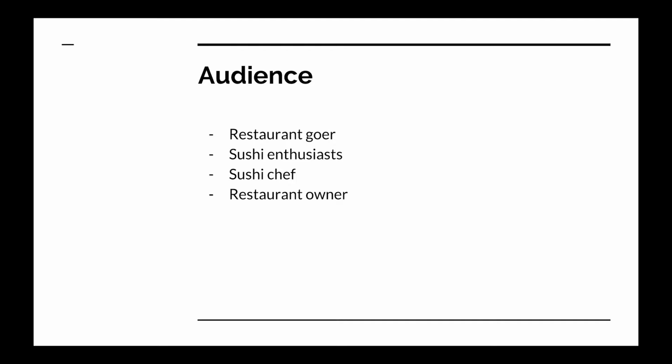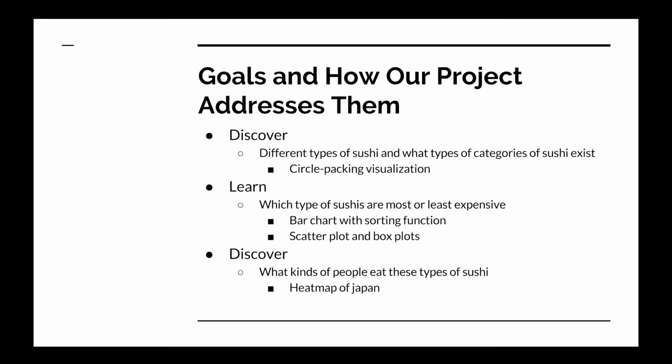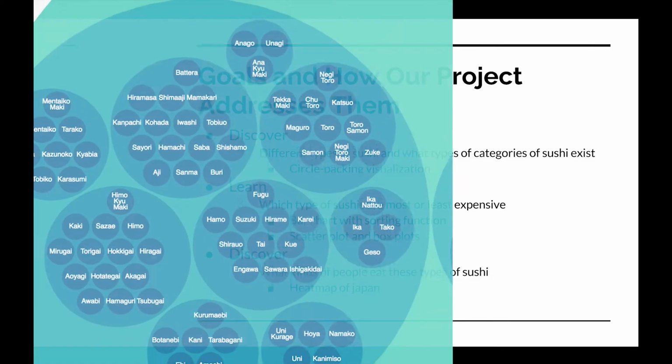Our audience includes people looking to eat sushi and people considering their budget, like some tourists. The audience also includes people wanting to learn more about sushi and sushi chefs and restaurant owners wanting to do customer research. One goal of our visualization is to help people discover the different types of sushi and what categories of sushi there are, which is accomplished through a circle packing visualization.